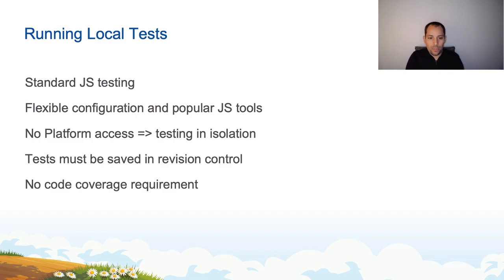The tests are never pushed to the Salesforce org. They're only on your individual machine and on the other version control system you really like. Now, there's also one last thing which is very different from other types of testing on the Salesforce platform. There is no code coverage requirement. So why is that different from Apex?